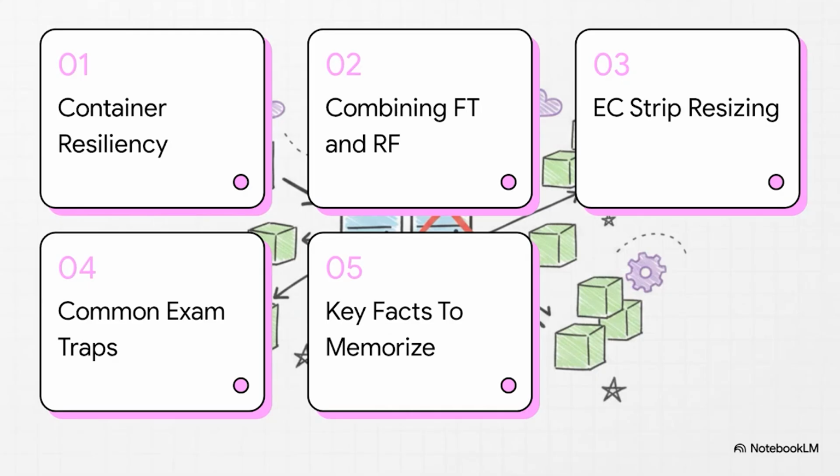Okay, here's our game plan for today. First, we'll look at why container resiliency matters. Second, combining FT and RF. Third, erasure coding strip resizing. Fourth, some common exam traps. And finally, the key facts you need to memorize. Let's get right into it.